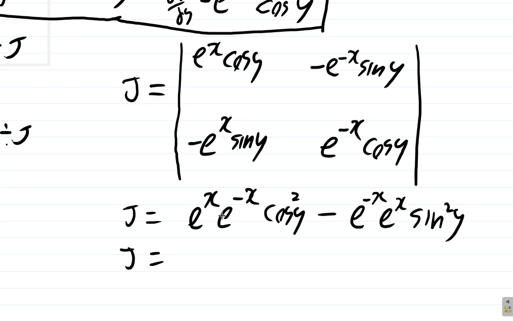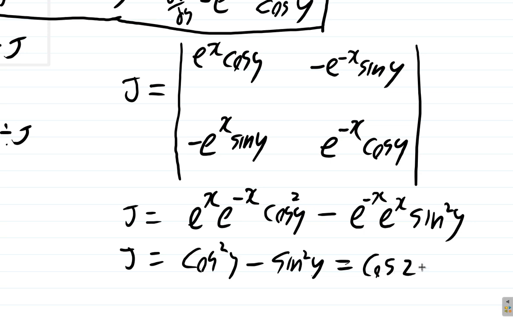these two will amount to 1: e to the x times e to the negative x, right? E to the negative x is like 1 over e to the x. So it turns out to be e to the x divided by e to the x. So we have cos squared y minus, same thing happens to the e to the negative x times e to the x. They will amount to 1. Cos squared y times sine squared y. But using the double angle identity and the trig identity table, you will find that this is equal to cos 2y. So the Jacobian is cos 2y.